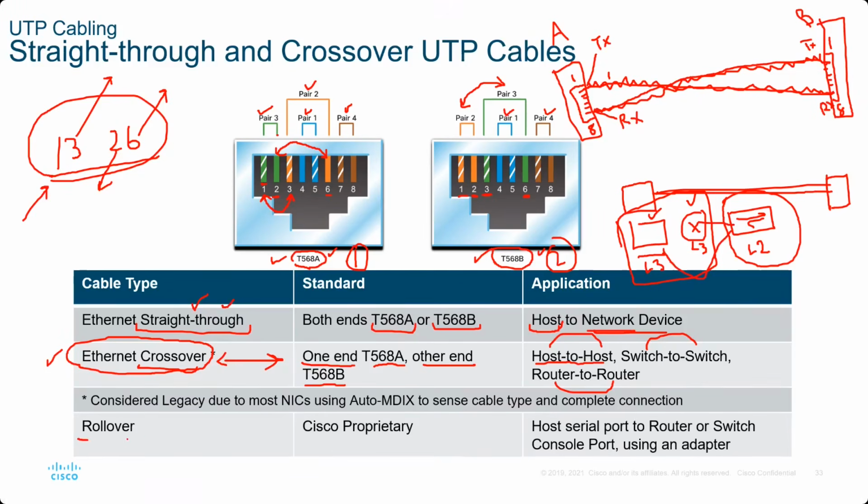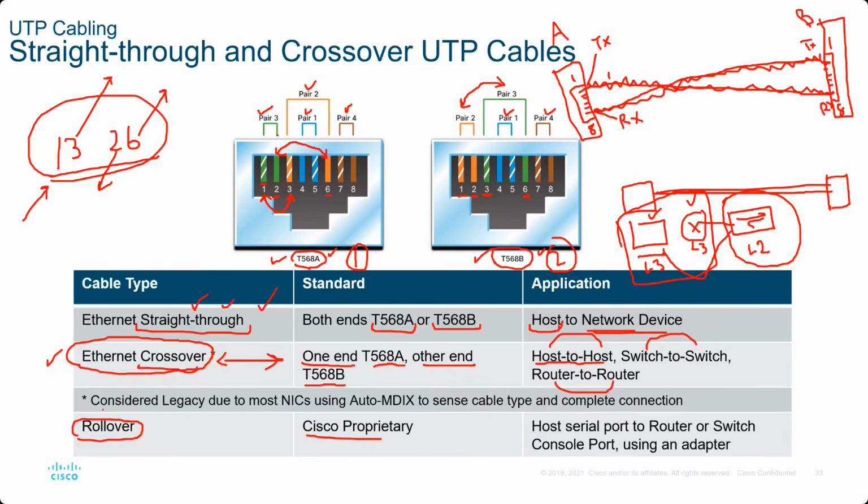We also have another kind of cable, which is called a rollover cable, which was Cisco proprietary, which had all the ports switched over. But most of this is now obsolete. This was for older devices when these things really needed to be that way. You had to be very sure that you're using straight through cable or crossover cable, depending on what you are connecting.